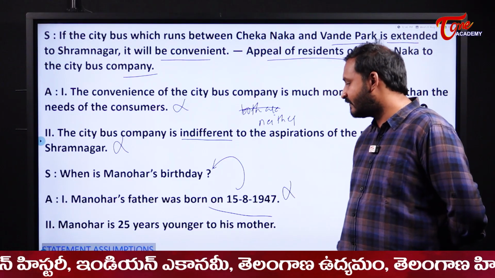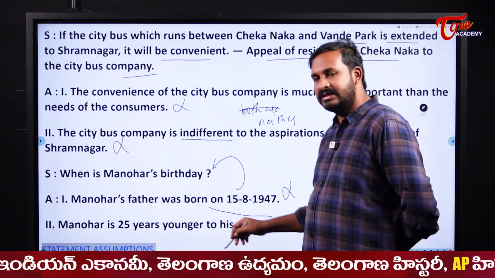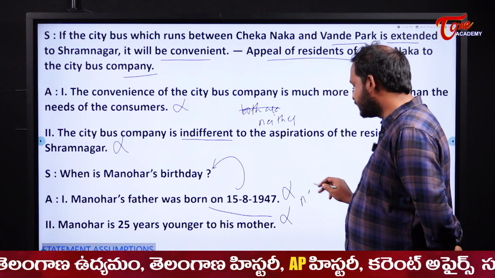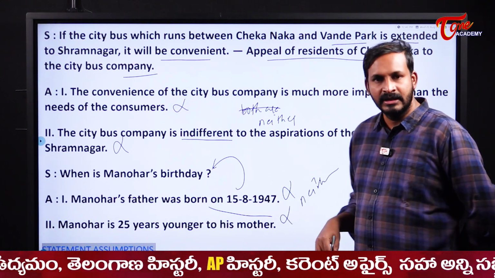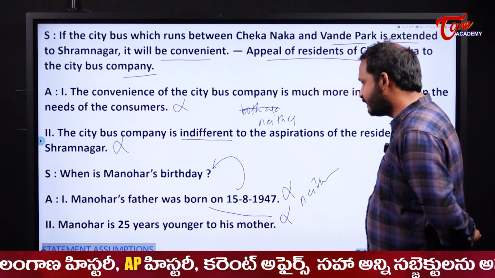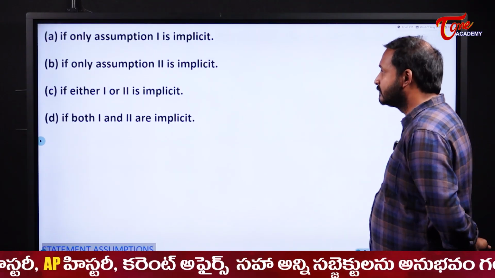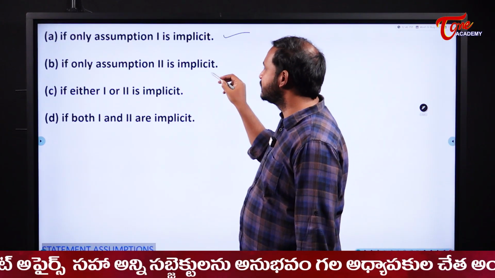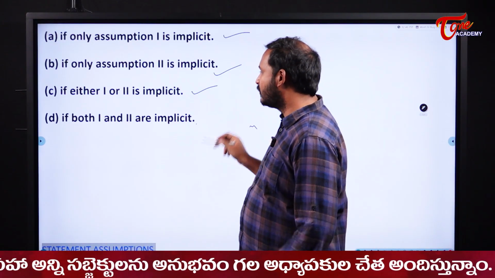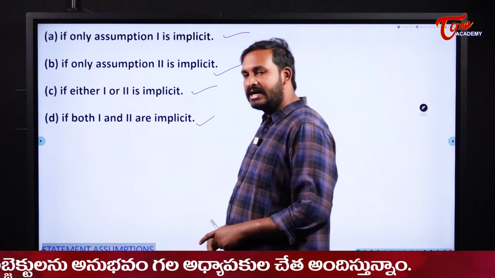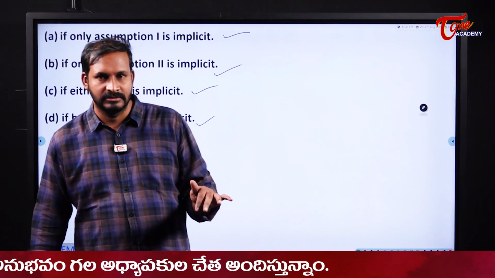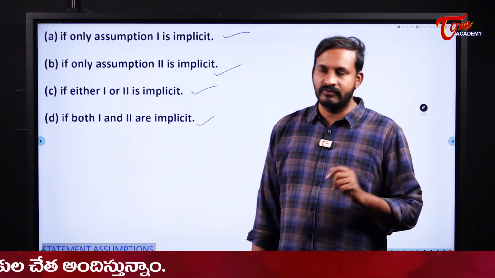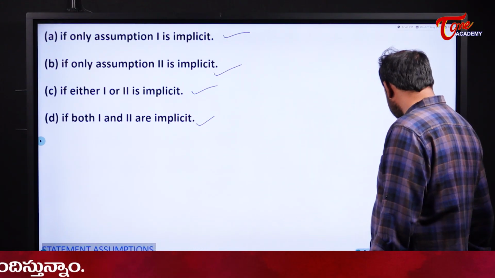Next, Manohar is 25 years younger than his mother. Do they mention anything about this one? This one is also no. So here neither of the assumptions is implicit for me. Next set: if only assumption 1 is implicit, only 2 is implicit, either or both are implicit. Now see here, none implicit is gone here. None of the statements are implicit is deleted here for us. So we can check the options now.